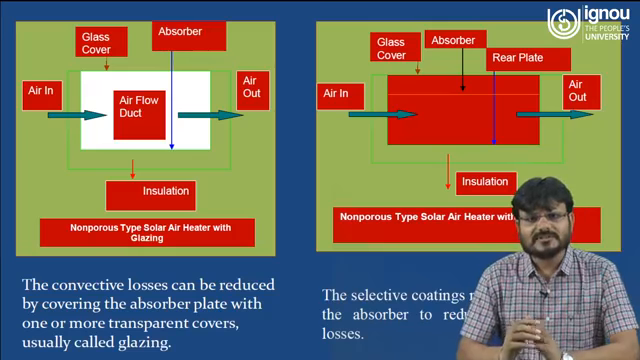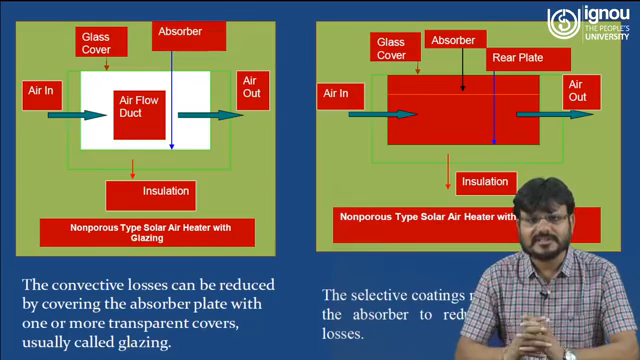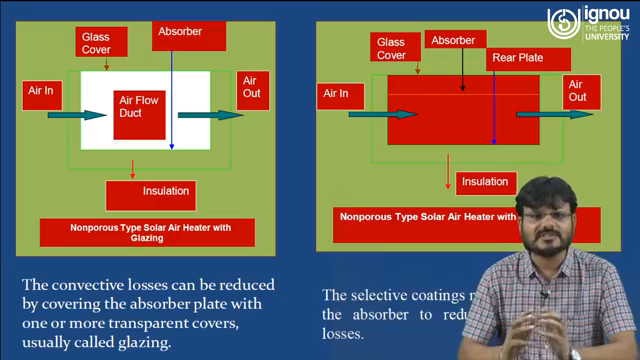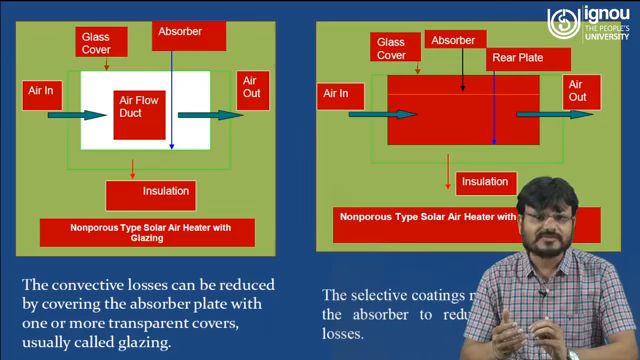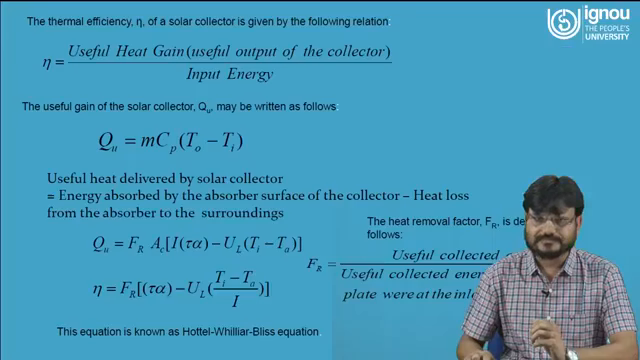The main problem is the losses. Losses means, if you can see here, there is insulation. If this insulation is not proper, then whatever heat is collected inside the chamber may be transferred to the ambient. So this will be the losses. To reduce the losses from the chamber to the ambient, you need to use proper insulation so that heat may not be able to transfer to the ambient.